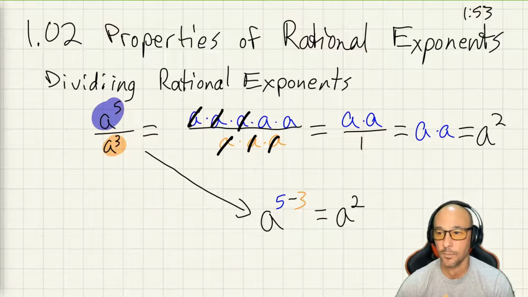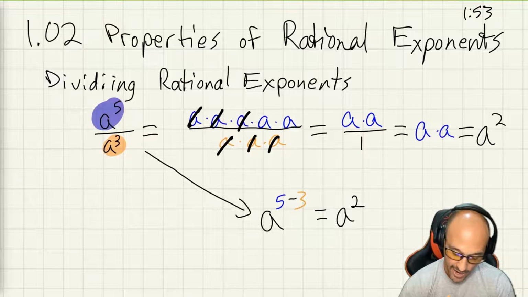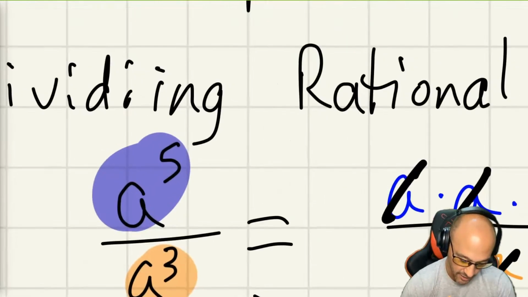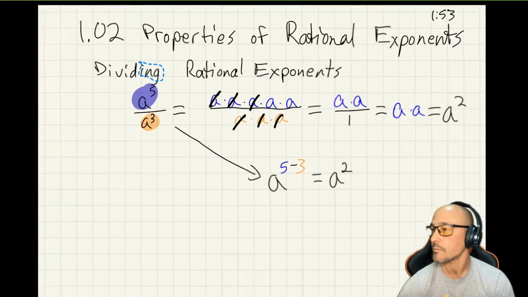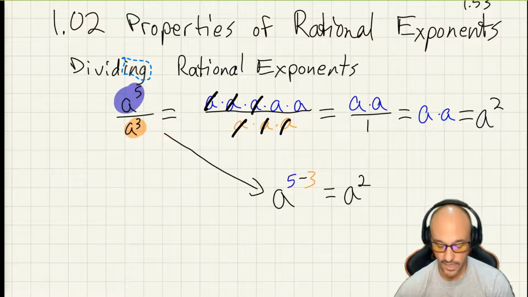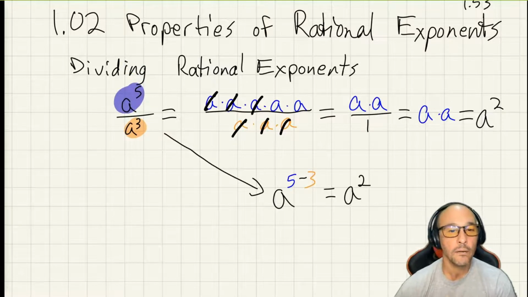So that's how we can always do dividing rational exponents. And notice I have an extra I in my dividing rational exponents. That's pretty funny. There's only one I in dividing. And there's no I in team.